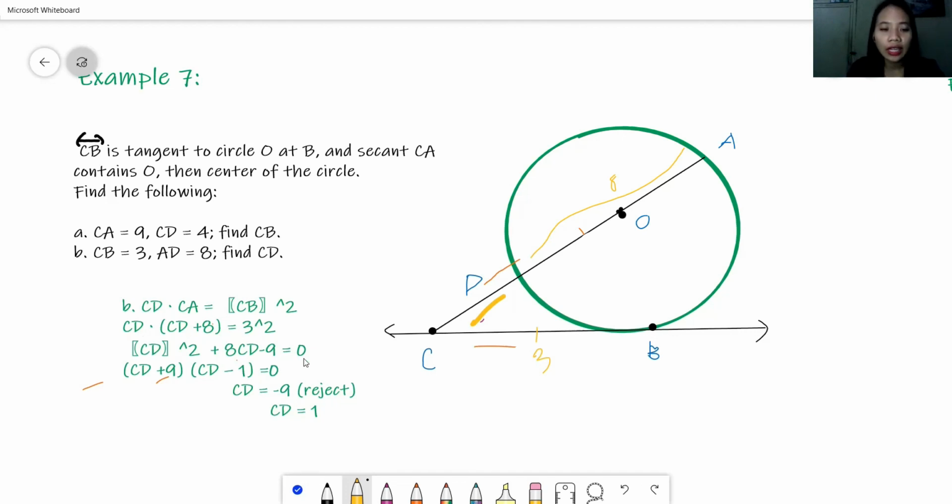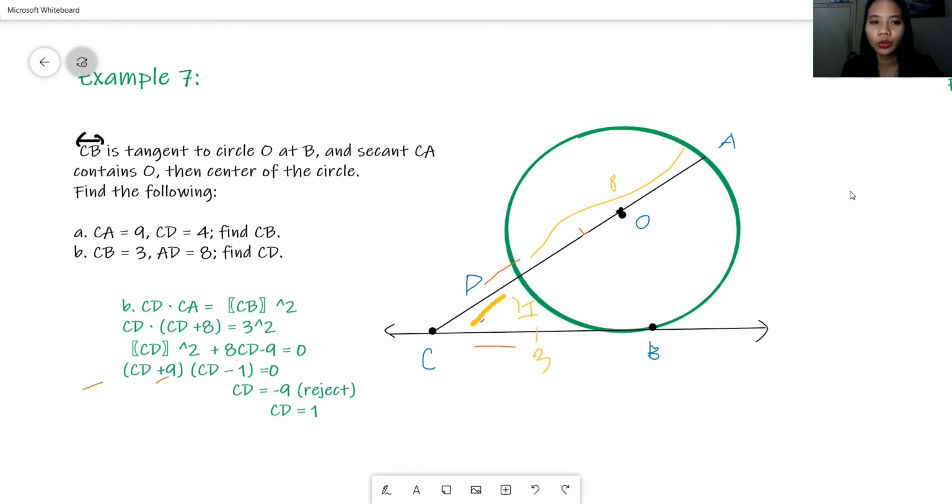So let us use again the factoring method. So CD plus 9 times CD minus 1 equals 0. Let us equate each factor to 0, then CD is equal to negative 9 and CD is equal to 1. Why do we reject negative 9? Since we don't have negative measurements here. So we already have the value of our CD, which is 1.